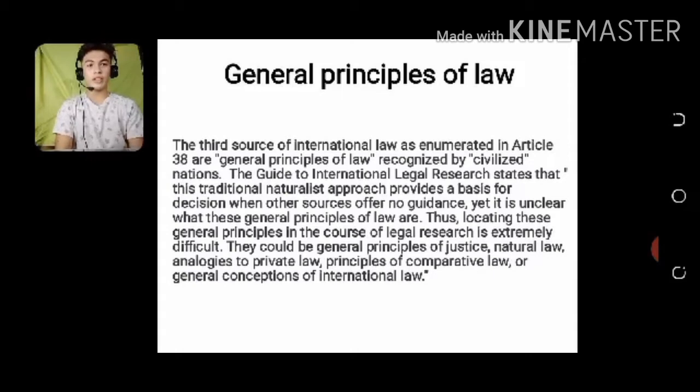Thus, locating these general principles in the course of legal research is extremely difficult. They could be general principles of justice, natural law, analogies to private law, principles of comparative law, or general conceptions of international law.